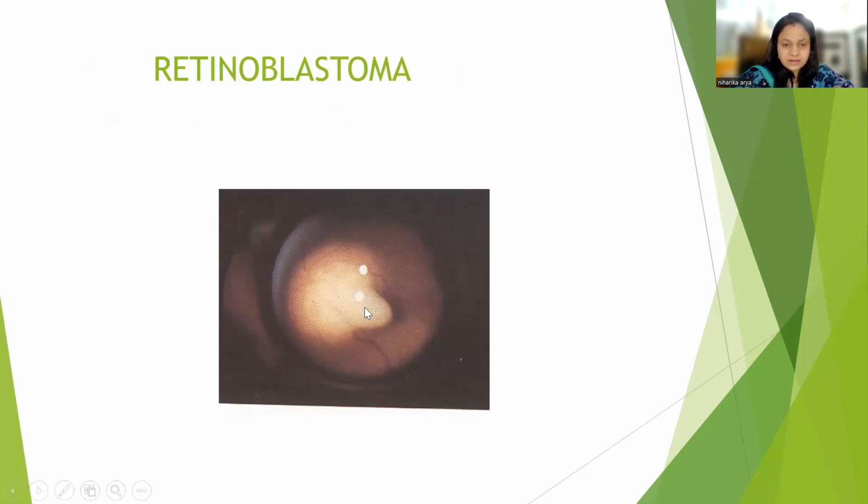Or this is the retinoblastoma. You can see this is the optic nerve, and this is the vessel. This is the retina, and the mass is coming towards the lens. So it is growing in toward the lens.